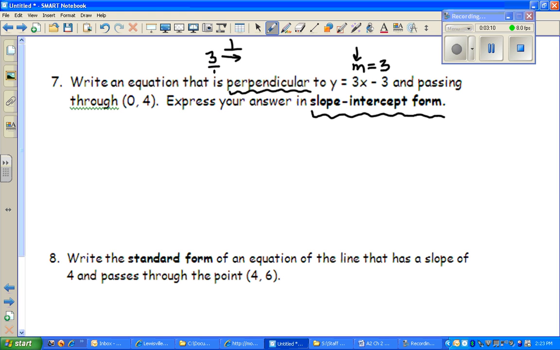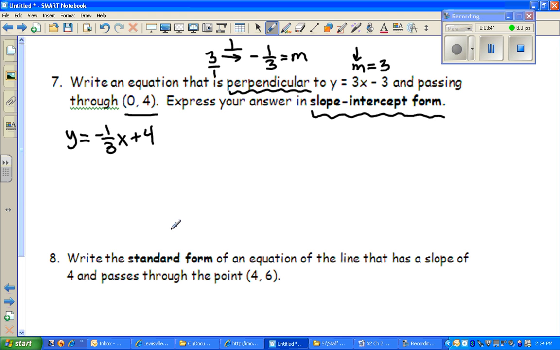Perpendicular means that it's going to be the opposite reciprocal of the original. So we need the opposite sign, which that's positive, so this will be negative. And I'm going to flip-flop that. So it'll be 1 over 3. This is the new slope. So that's a slope that I'm going to use, and it has to pass through the point (0, 4). Depending on if you notice that that is the y-intercept, you could do this and write it into slope-intercept form, which would be y equals -1/3 x plus 4.